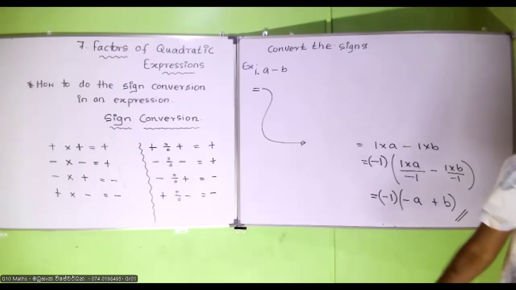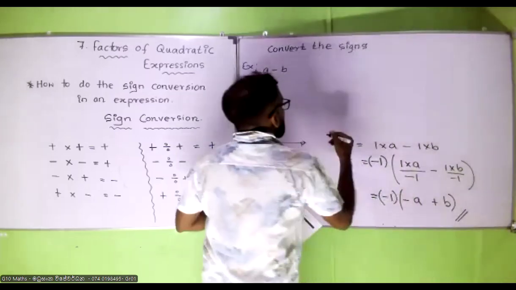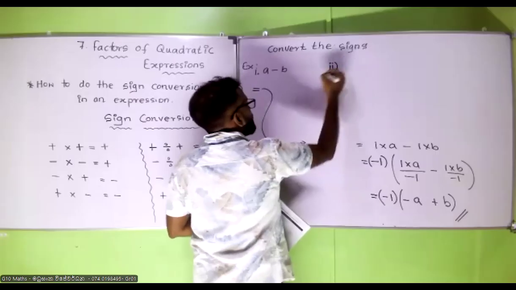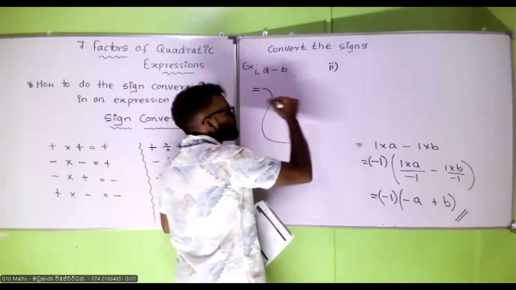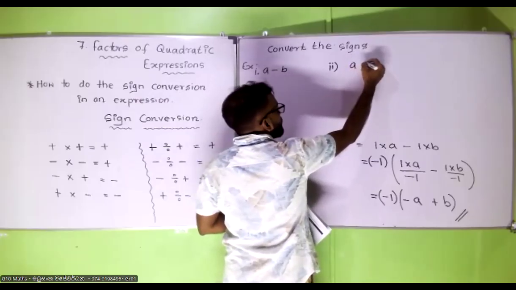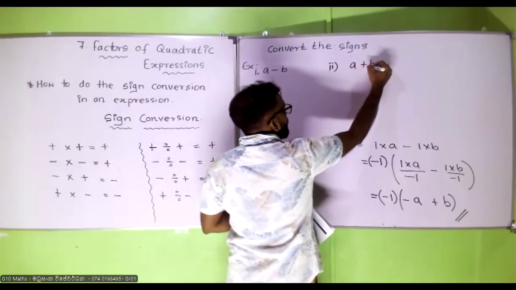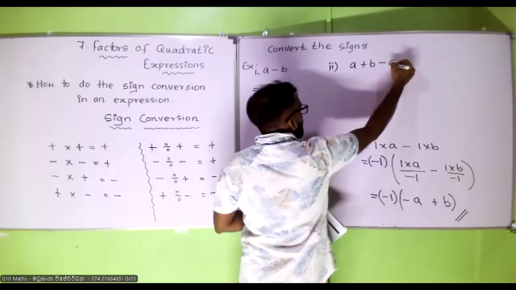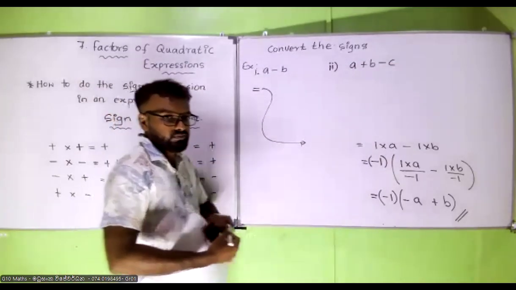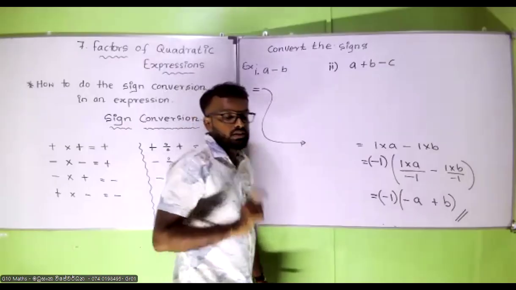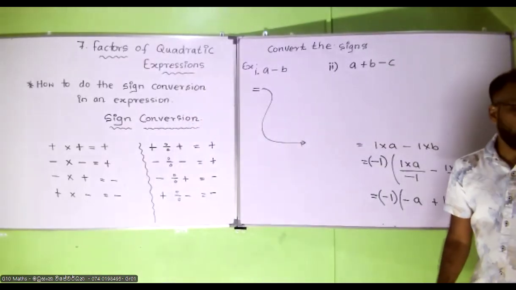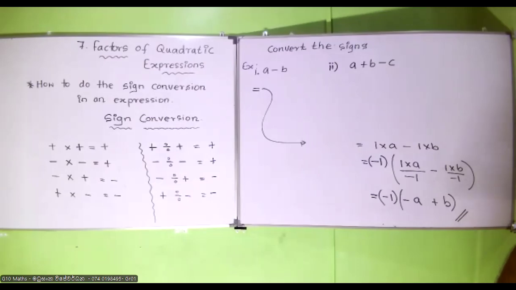Okay, so now I will give you another one. Second one, something like this. Please convert the signs of this. A plus B minus C. A plus B minus C. For this, by 7:45, I will give you the dinner time.